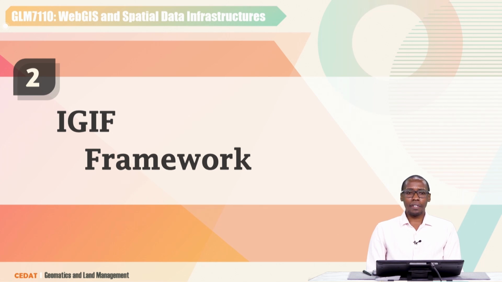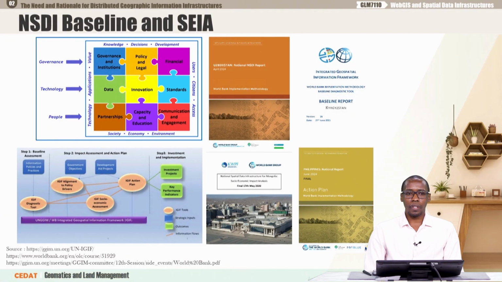So in our second lecture or session, we delve into the integrated geospatial information framework that was developed by the World Bank and the UN. In this framework, we say that there are 9 strategic pathways, and we struggle to make sure that all the indicators of all these 9 strategic pathways are satisfied for us to have a sustainable NSDI.